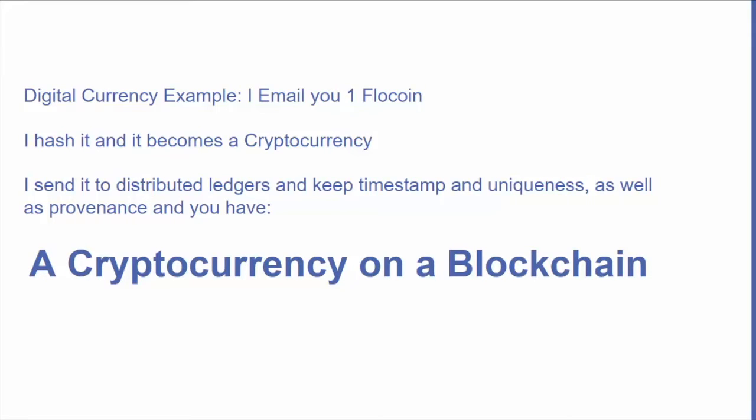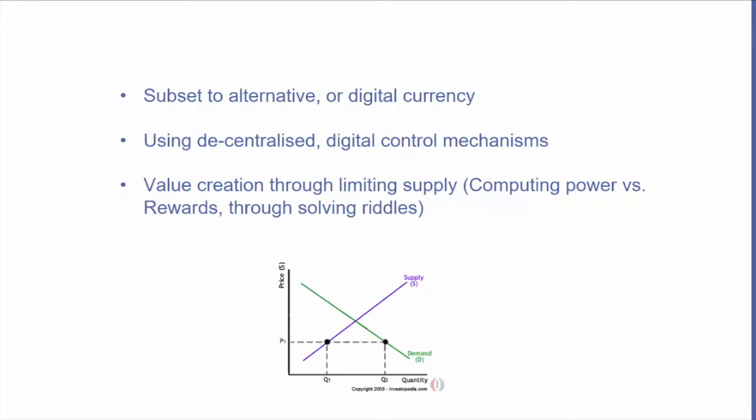If I now hash it, then it becomes kind of a cryptocurrency because it is immutable, it's secure, it's something unique, and it's not really changeable. The whole idea of immutable. I can then send it to distributed ledgers and keep it timestamped and unique, as well as proof of its provenance. Now, if I do this, I have the whole concept of distributed ledgers with a cryptocurrency on a digital currency, which is basically a cryptocurrency on a blockchain, and it is basically something like Bitcoin. You ask why it's different and how it actually works. Well, let me explain to you. I try to explain it in very simple terms.